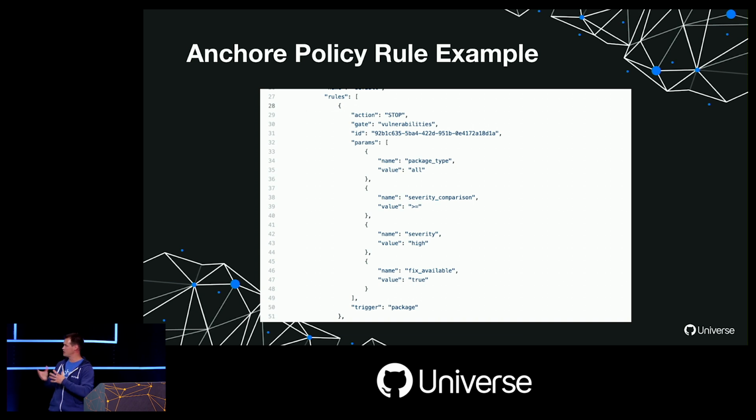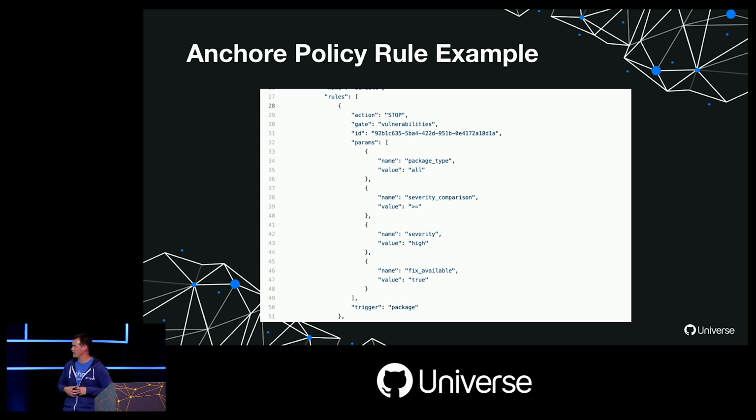So you see the gate that we're evaluating. The thing it's doing is a vulnerability check. At the bottom, it's triggering on packages. So it's looking for vulnerabilities in packages within your container. And then there's a bunch of parameters. What kind of package should it match against? What kind of comparison should it use for the severity of the vulnerability? And a limit on severity.